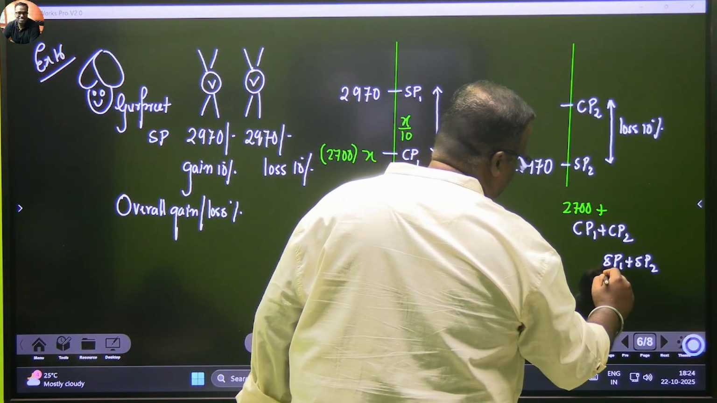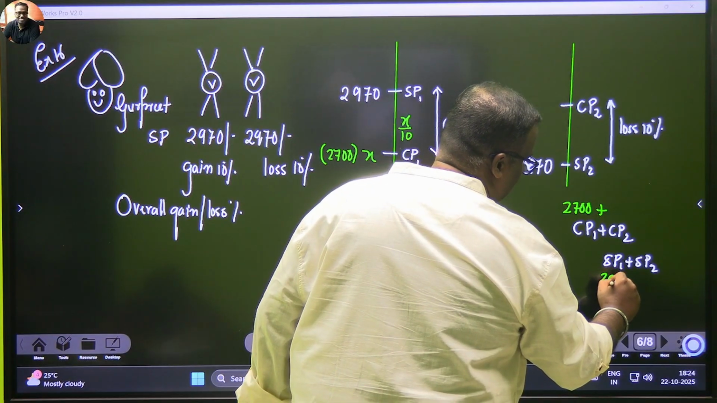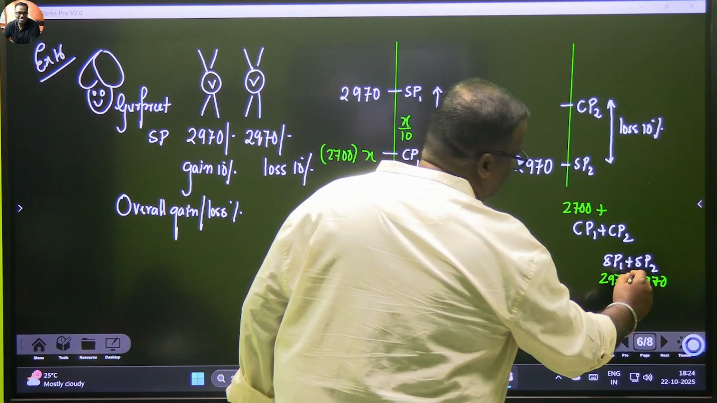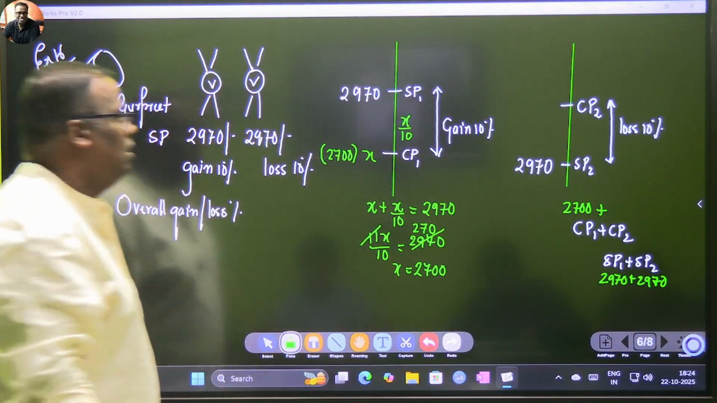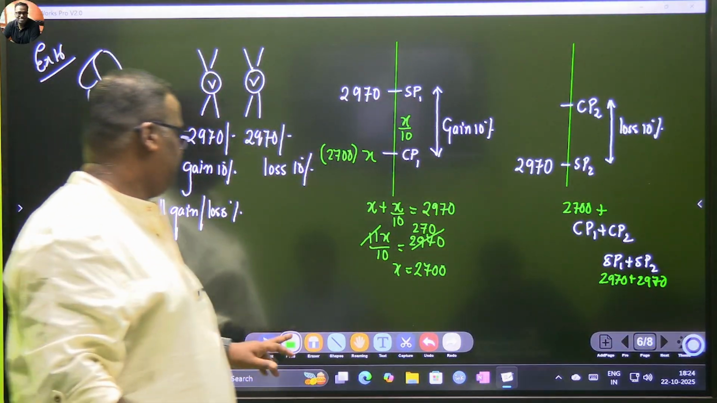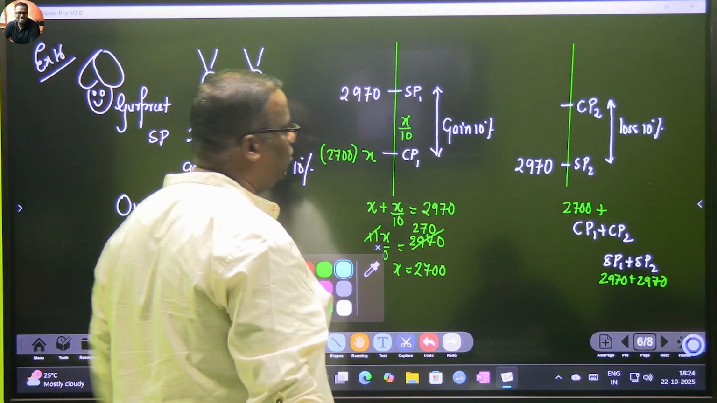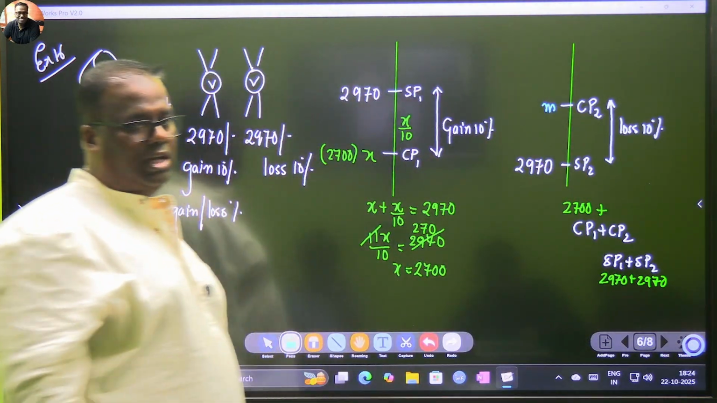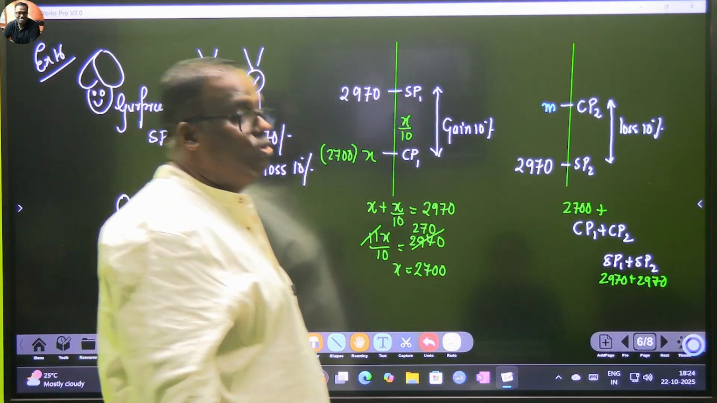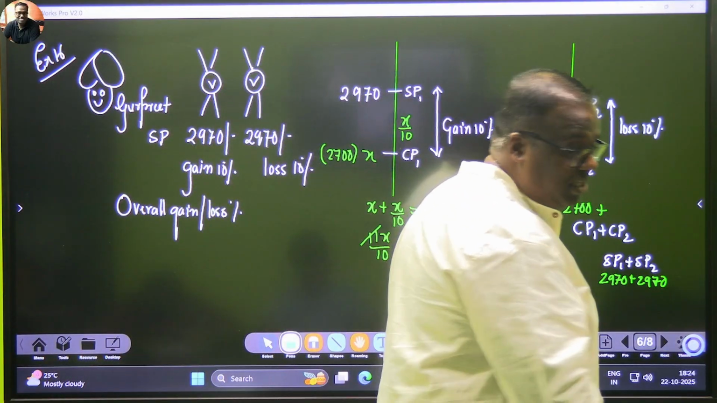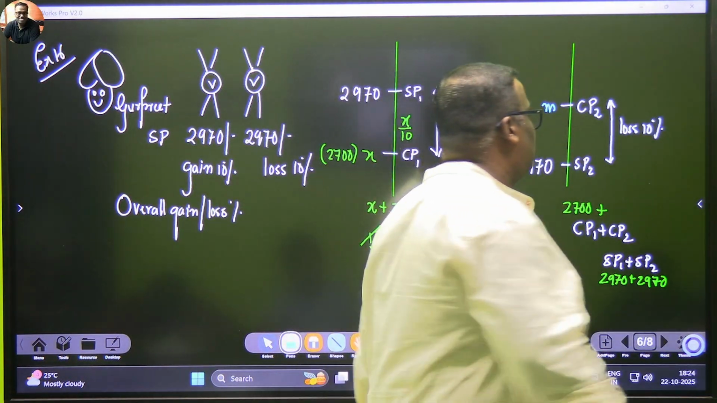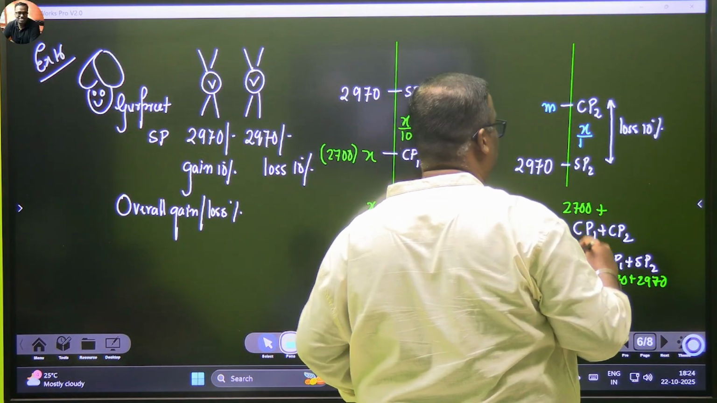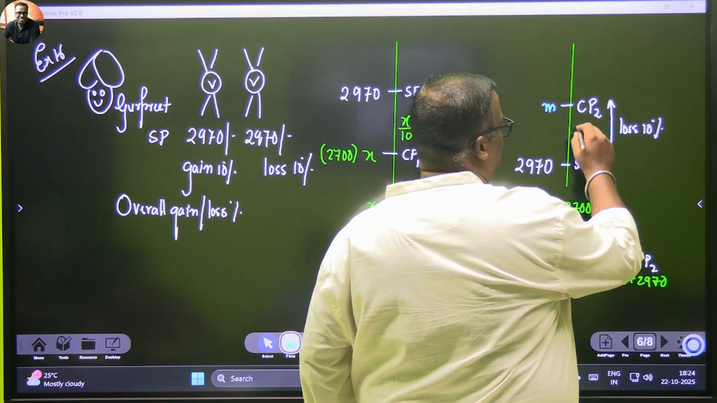We now need to find this. These two we know: 2970, this is already with us. We now find out CP2. So how do we do it? Here, don't take x again, take something different. Let this be m. And how much loss did you make? 10%. The 10% loss is always on CP. That means this value will be m by 10.